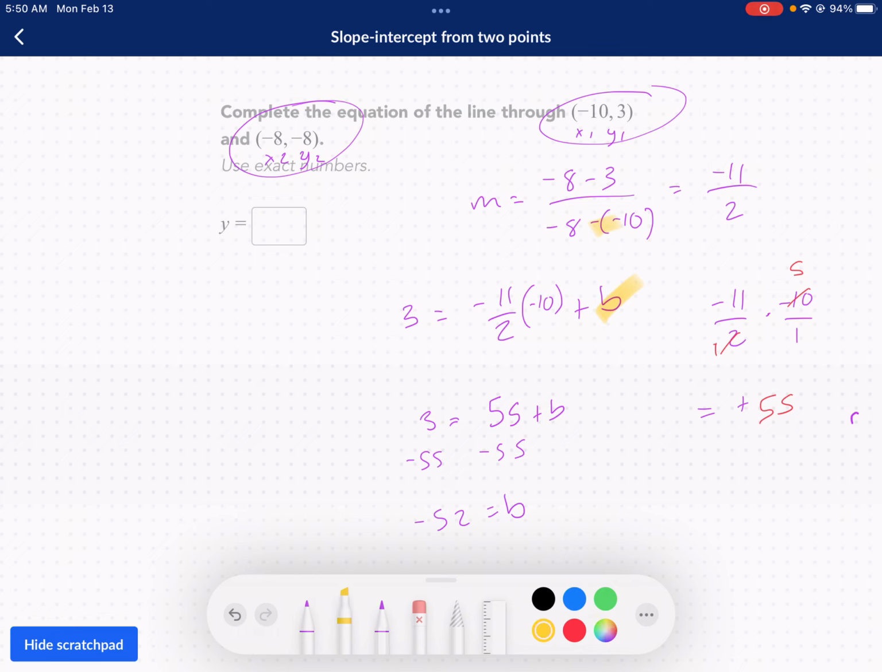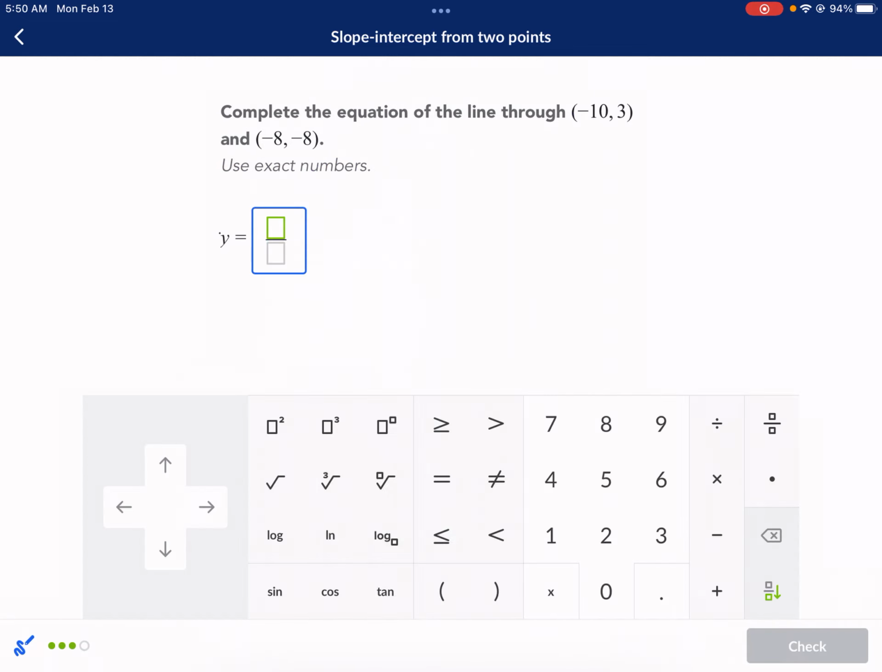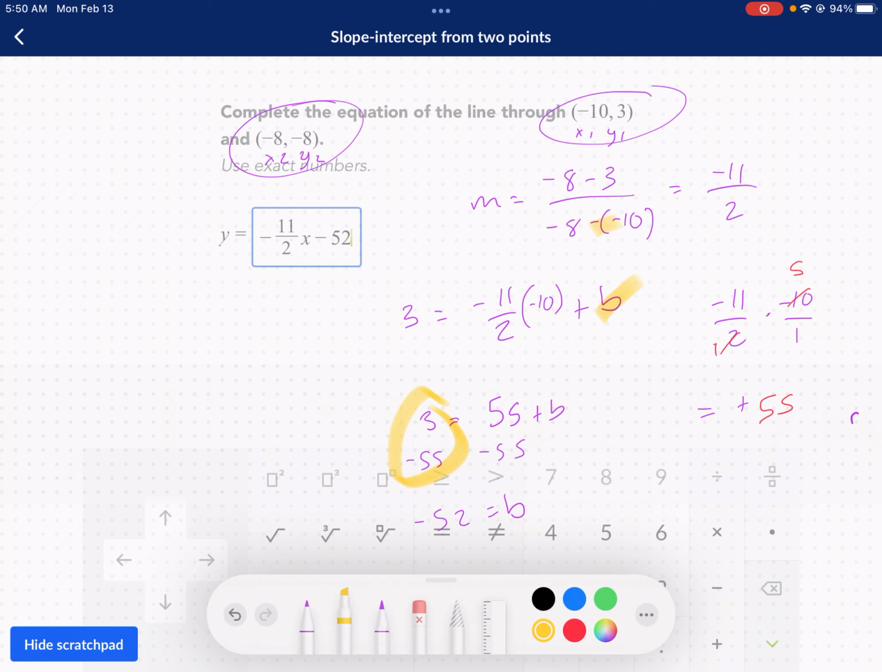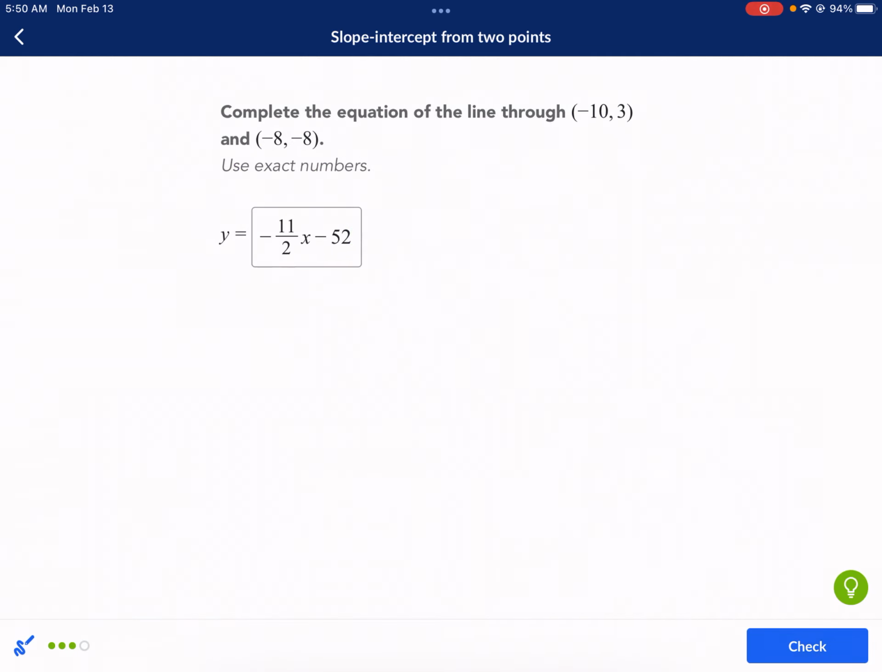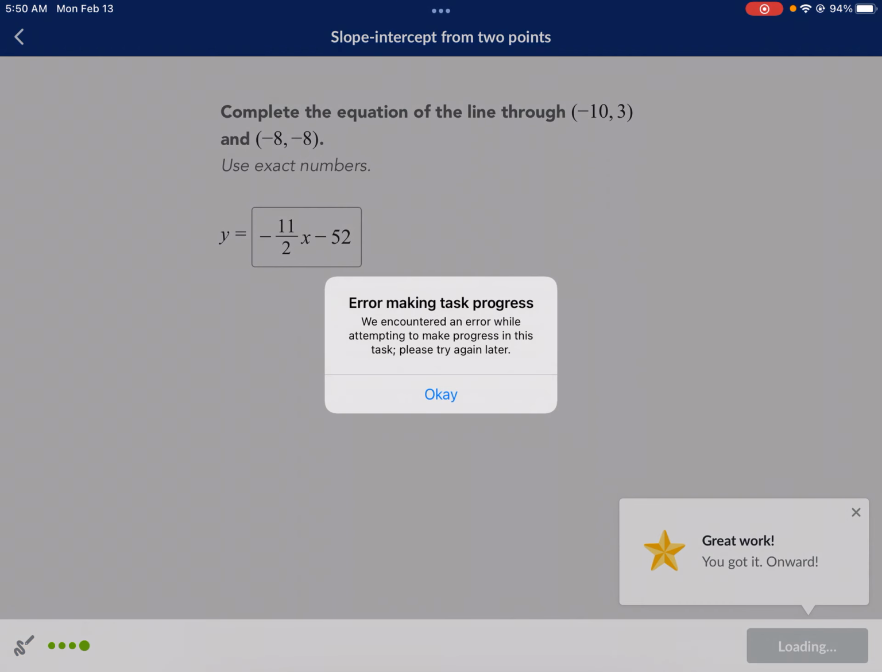Another thing that trips up students is just doing operations like that. Little operations, students mess up all the time, so just be careful. So I have negative 11 over 2. Let me get that as a fraction. I'm going to put negative 11 over 2. I need to put x next to it, and it's minus 52. Double check. Minus 52, negative 11 over 2 should be good. Let's check it out. All right, we got it.